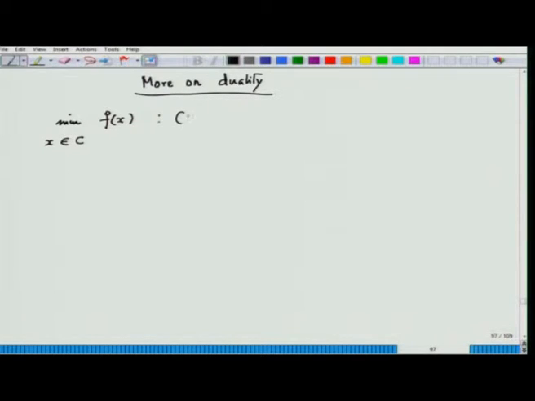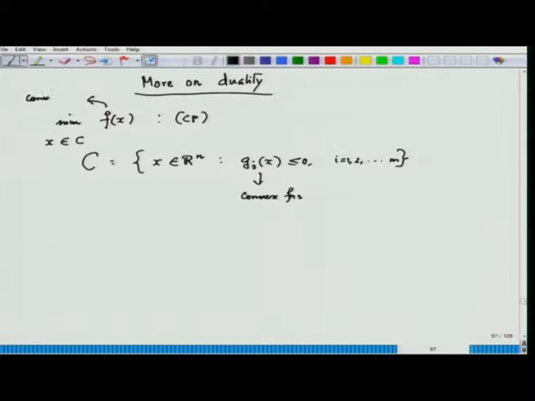So, this is my problem CP, where for our convenience C consists of all x in Rn which satisfies the following m inequalities, and each of these are convex functions, and this naturally is a convex function. No differentiability assumption has been assumed at all.